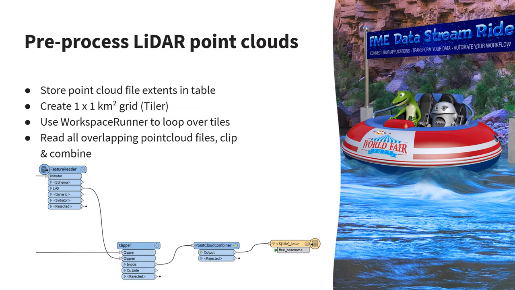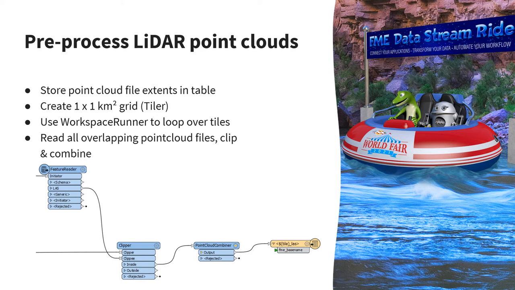Let's first check the screenshot. The feature reader reads the point cloud files into FME. Then, a clipper is used to clip each point cloud file onto the 1x1 square kilometer tile extent. Then, a point cloud combiner transformer is used to merge the different clipped point clouds together, and finally an export to the LAS format is done. This is the standard point cloud format.